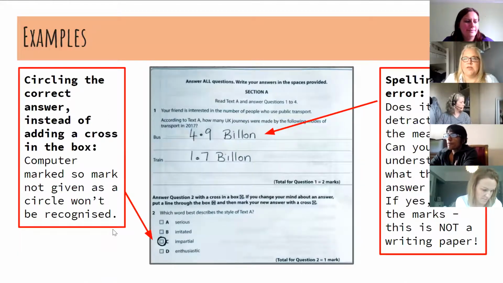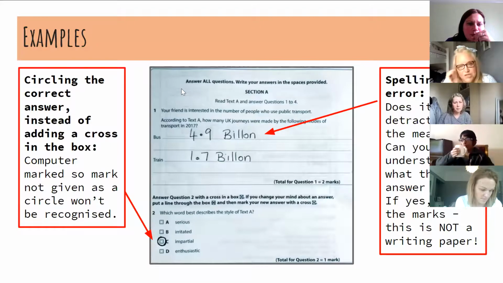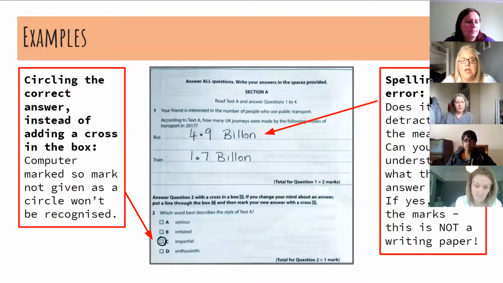And I've got some examples here. So this is a question paper. This was number 1. The question was a simple comprehension question, and the answer was 4.9 billion and 1.7 billion. Now those answers were correct, but you can see that there's a spelling error, so some of the learners would have marked that incorrect. So we discussed it: would the examiner still know what you meant? If they would, then we'd mark it as correct, because it's not a writing exam, it's not a spelling test.